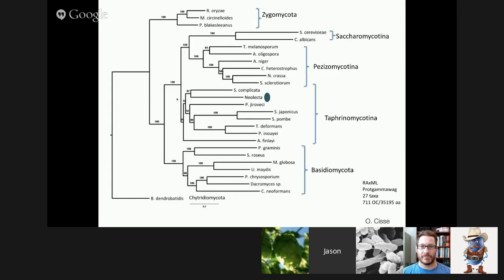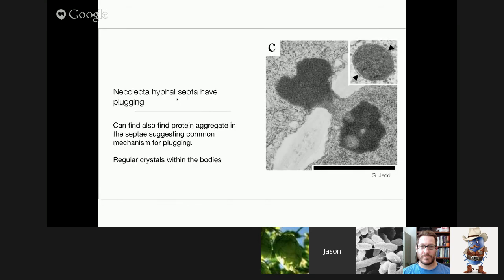That's the first observation. If we go back and revisit the phylogeny, we get this placement of it likely to be as one of the early branches in the Tephrinomycetina, and we can place it there pretty confidently with this new data. We still have some uncertainty about everything in this Tephrinomycetina group, but we feel okay that it's probably pretty early. And if we look at the Neolecta under EM, we can identify these septal plugs that are occurring. So we can say that Neolecta makes these septal plugs as well.